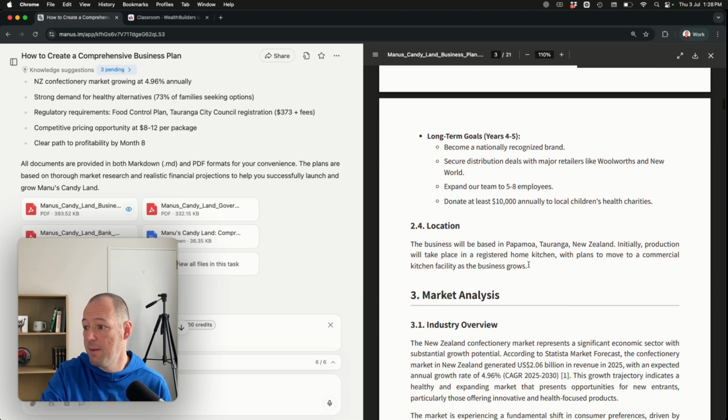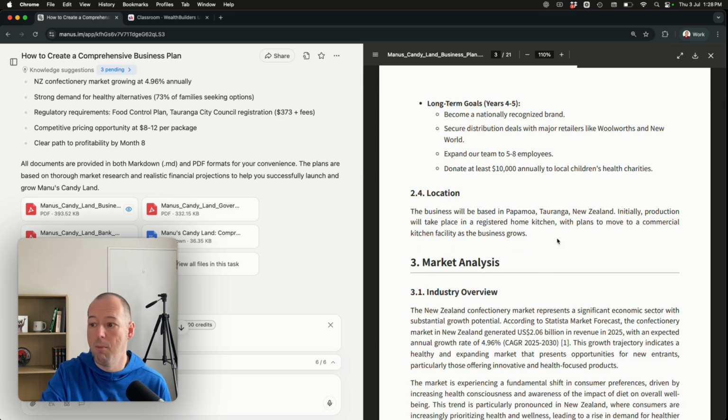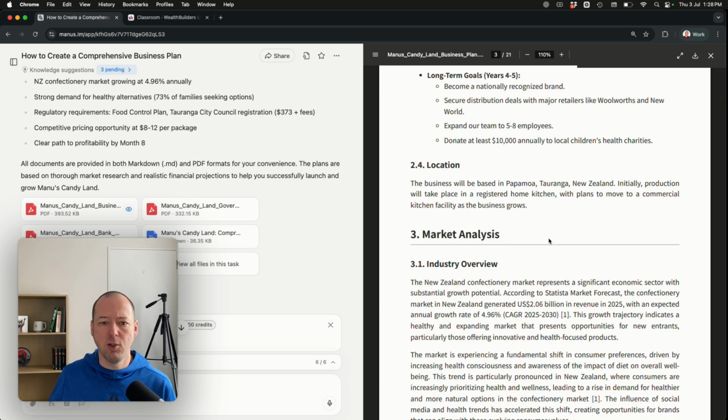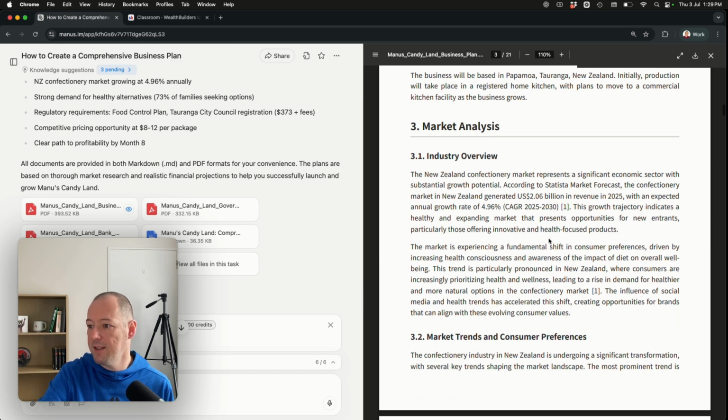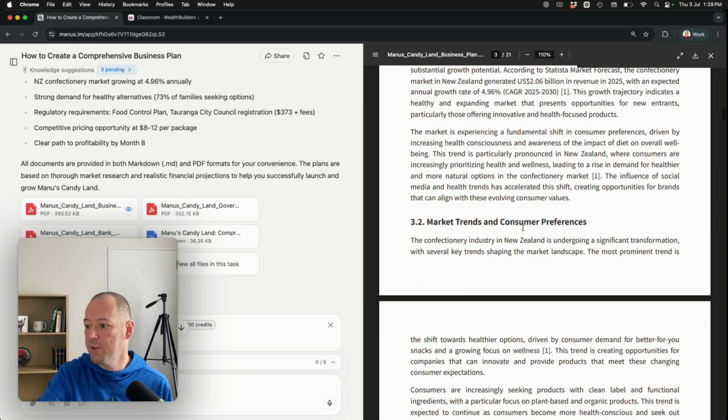The business will be based in Papamoa. Initially, production will take place in a registered home kitchen with plans to move to a commercial kitchen facility as the business grows. Because if you employ people, you don't want to have 10 people in your kitchen. Also, it's more about food safety regulations, that we want to have a professional kitchen with everything in there. Especially if we want to have heavy or mid-heavy machinery to get into the automated production of our candy.